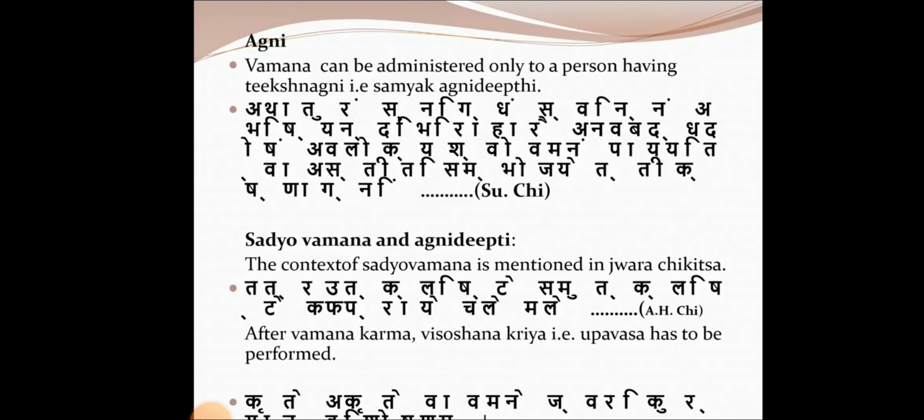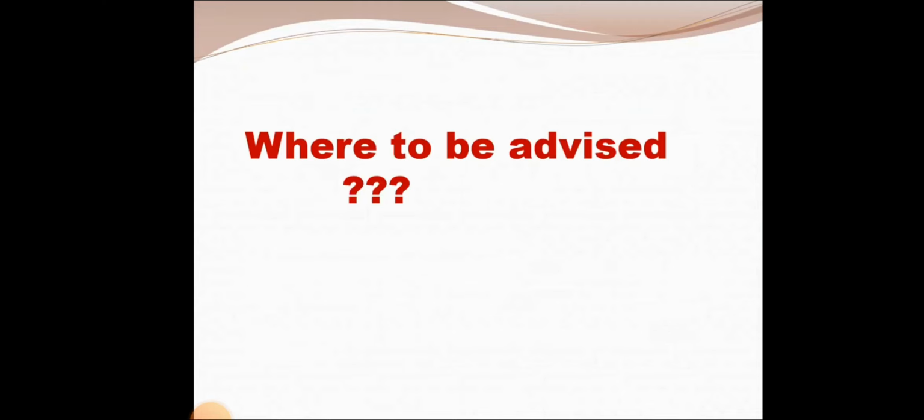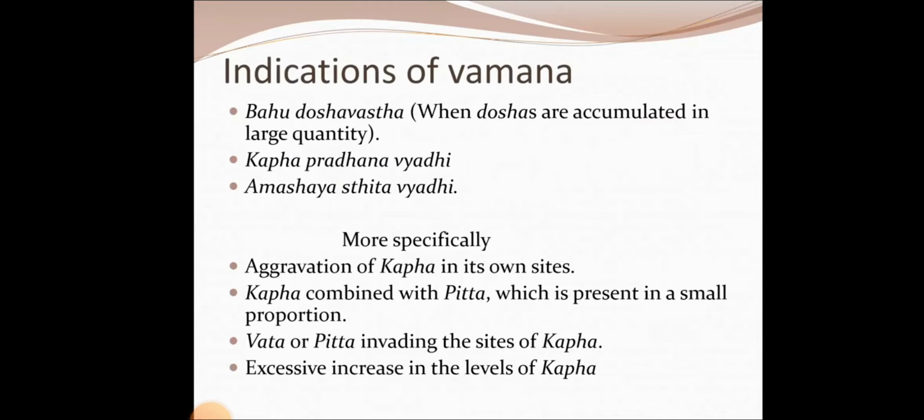Next are the indications of Vamana, where it is advised. In Bahudoshavastha, when doshas are accumulated in large quantity, in Kapha Pradhana Vyadhi, in Amashaya Sthita Vyadhi, that is Kaphasthana Vyadhi. More specifically, aggravation of kapha in its own sites, kapha combined with pitta present in a small proportion, vata or pitta invading the sites of kapha, and excessive increase in the levels of kapha.